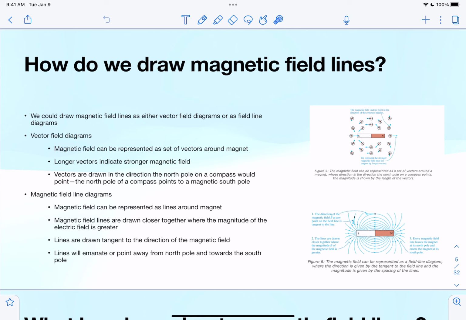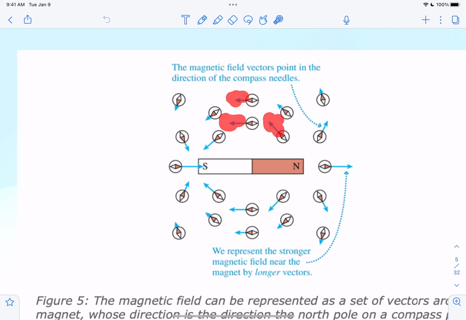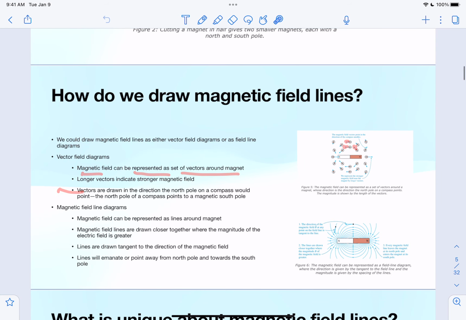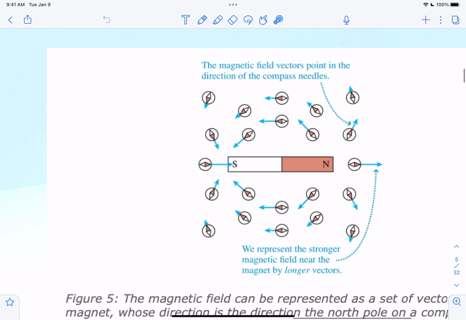So basically, for vector field diagrams, you have the magnetic field represented as a set of vectors around the magnet. You just have a bunch of these vectors pointing left, up, right, down. Here you have a shorter vector, and here you have a much longer vector. Those longer vectors indicate a stronger magnetic field at that specific point.